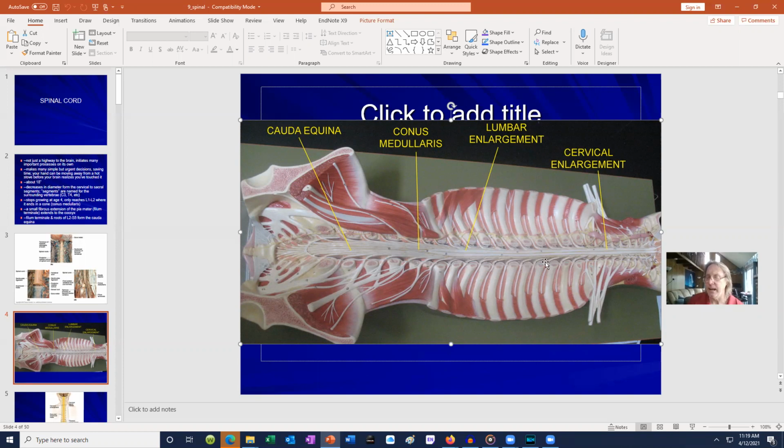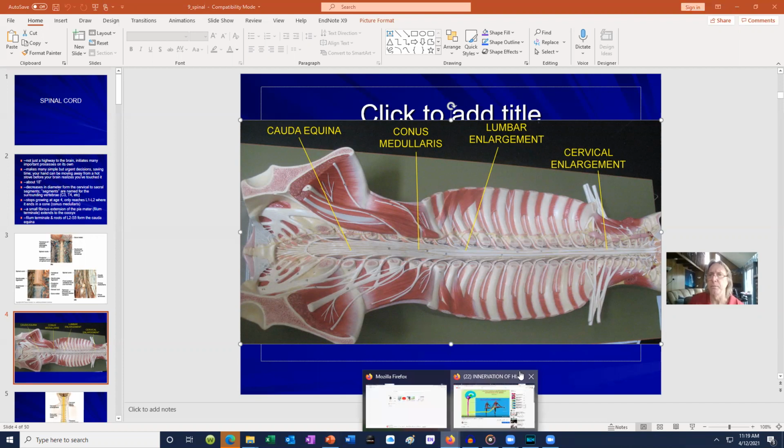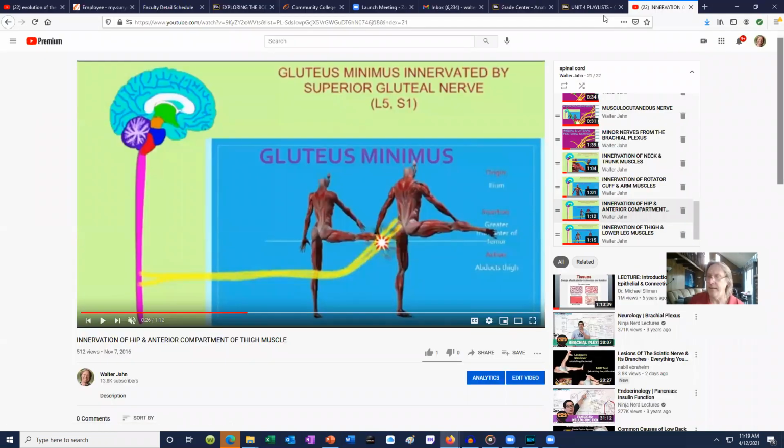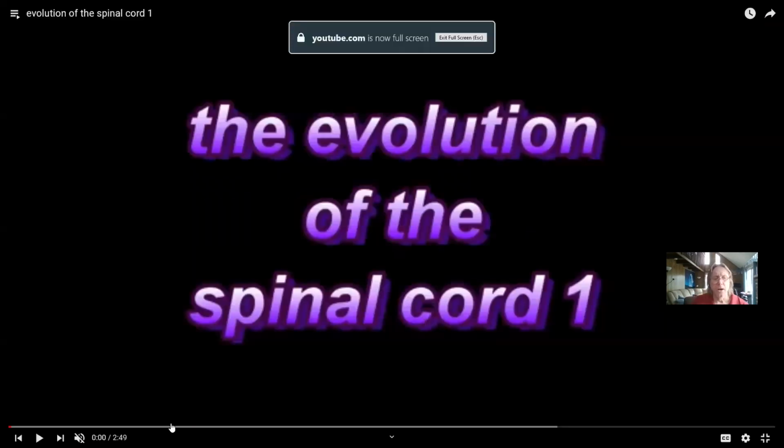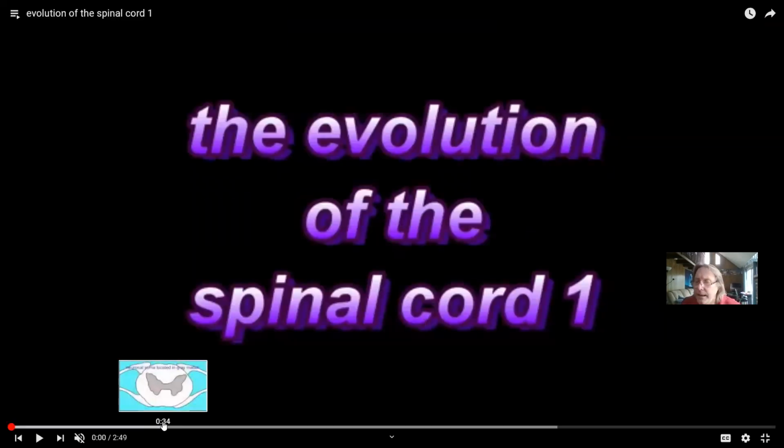It is in a body cavity, the dorsal body cavity, surrounded by cerebrospinal fluid. And also there are meninges protecting it. So there's the dura mater, the arachnoid, and then there's a space underneath the arachnoid, followed by the pia mater, which touches the nervous tissue itself. Well, with that in mind, that's the anatomy of the human spinal cord.